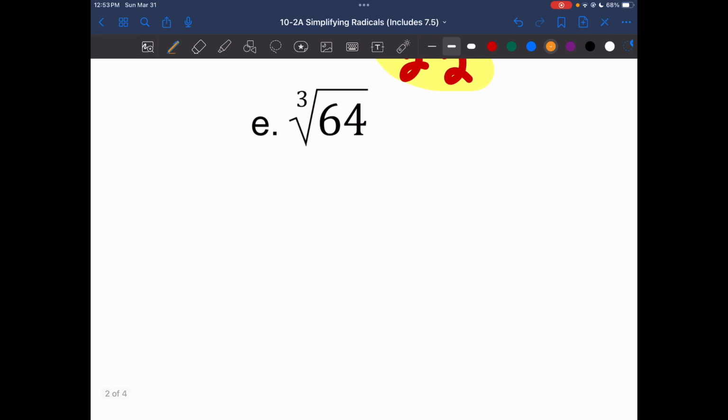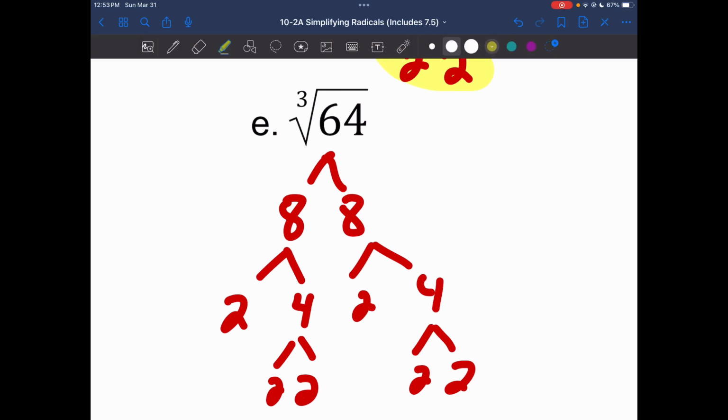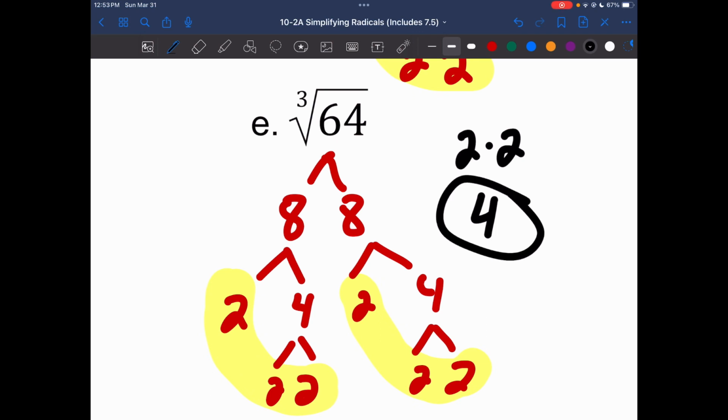Letter E, third root of 64. So 64 is a perfect square, so that's 8 and 8. And that breaks down into 2 and 4, and 4 is 2 and 2. And we do that for both of them because it is a perfect square. We're looking for the third root of 64. So right there, we have a set of 2's that we can take out. And that's a set of 3 2's that we can take out. So we have 2 times 2, which is 4.